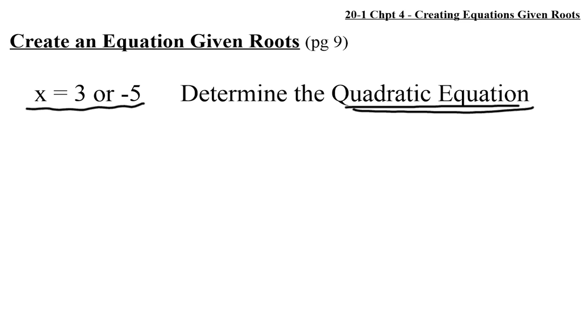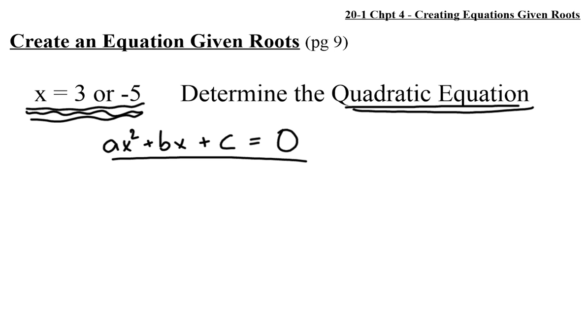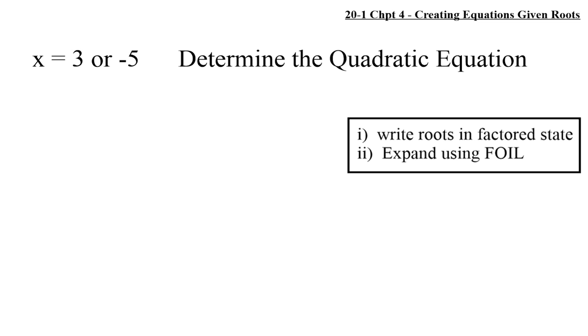So essentially, we need to end up with 0 equals ax squared plus bx plus c. This is what we need to get from this information. Really, there's two steps. We need to figure out the roots in factored state, and then we need to expand using FOIL, because FOIL will give us that form that we're looking for. But it's this first one that's a little different, something you might not have seen before.